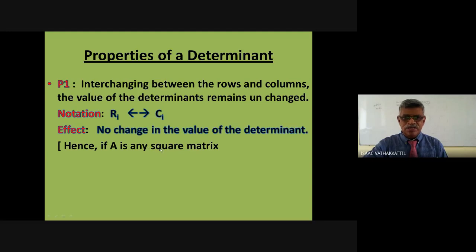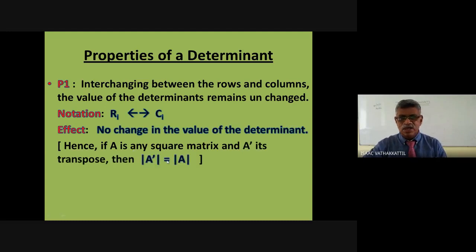So if A is any square matrix, and A dash is its transpose, what we have seen now is that the determinant of A dash and the determinant of A are equal. This is the determinant, not modulus. Determinant of A dash and determinant of A are equal.